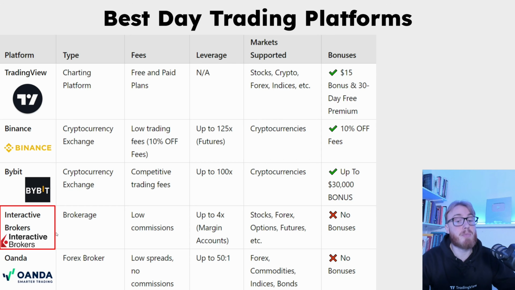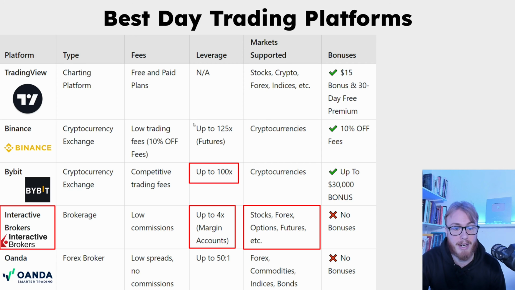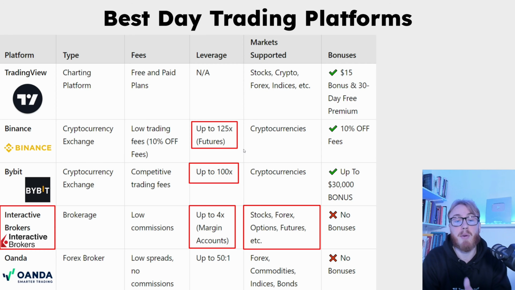All right, so the next trading platform I want to talk about is Interactive Brokers. This platform is more focused on stocks. As you can see, you can trade stocks, forex, options, futures, and so on. If we take a look at the leverage, it has much lower leverage compared to, for example, Bybit, which has 100x, or Binance, which has 125x. But that is actually pretty common for stock trading platforms. In general, stock trading platforms tend to have lower leverage.